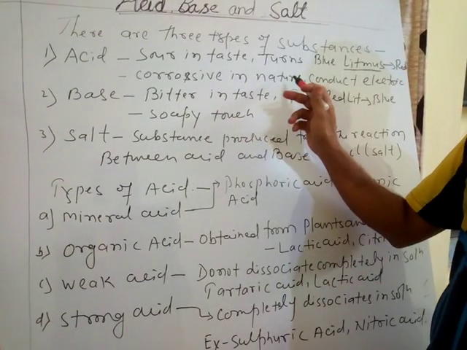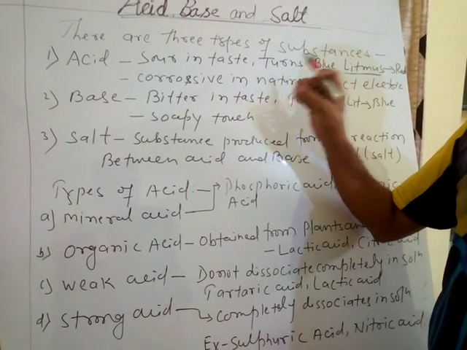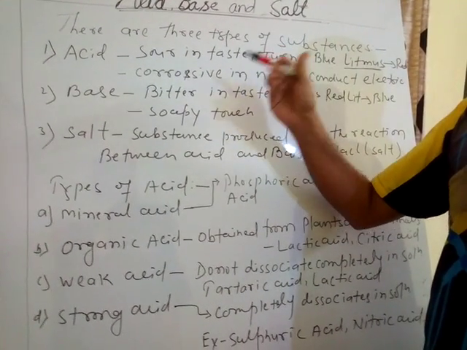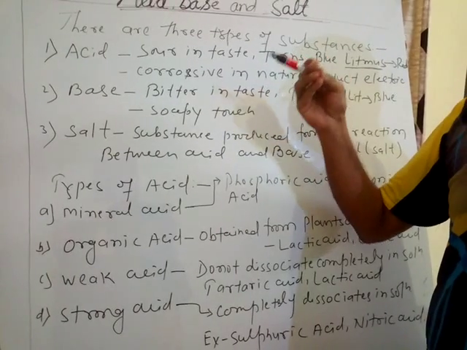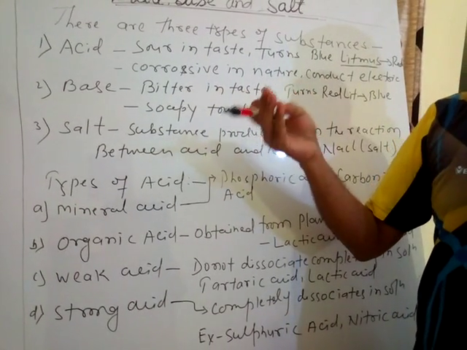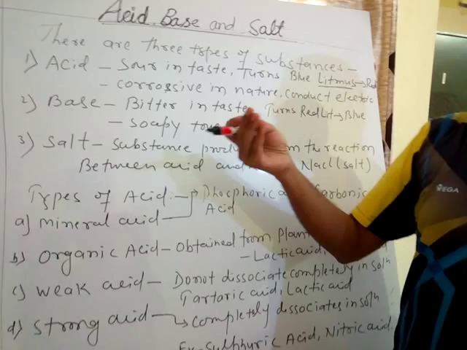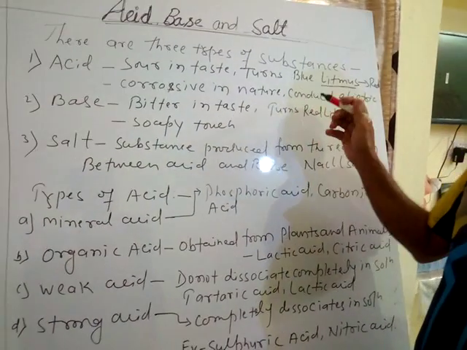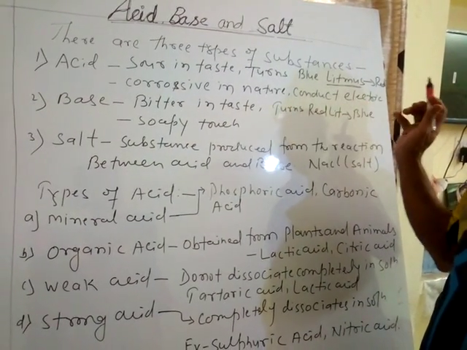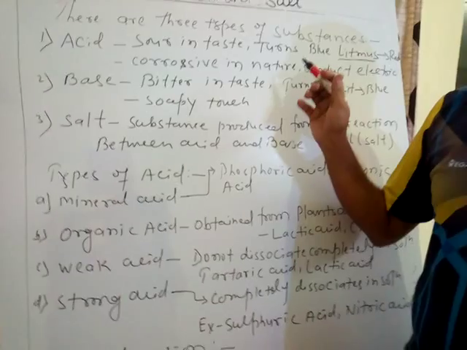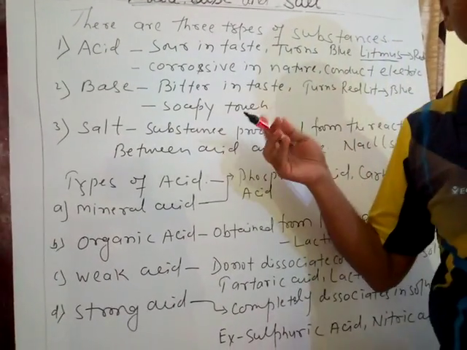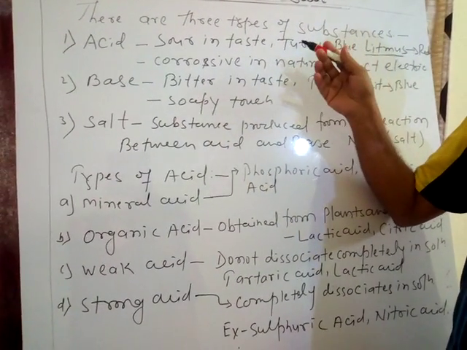It is corrosive in nature, means when it falls on any substance it causes rusting. It is also burning in nature. If it falls on our skin it starts to burn. And it conducts electricity. It is a good conductor of electricity. And it dissociates into hydrogen ions.